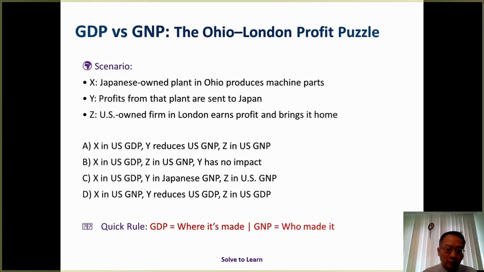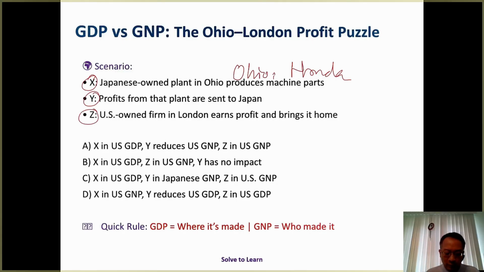All right, after finishing this question, let's look at a more complex one, which is the Ohio-London profit model. In this question, there are three variables. X is that Japan owns a company which produces some products in Ohio. For example, Honda is a prime example, as it has many factories in Ohio. Y refers to the profits that Honda makes and then sends back to Japan. So it's clear that X and Y represent Japan's GNP and America's GDP, respectively.